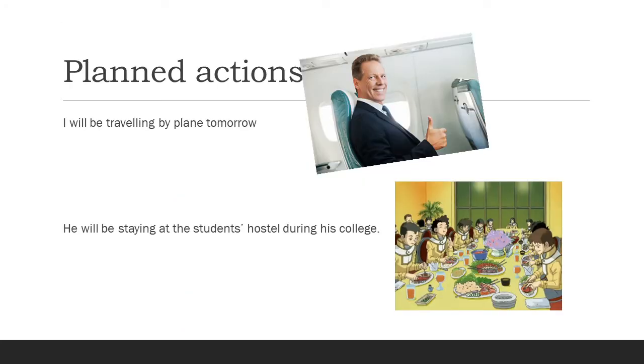Next, you use the future continuous to talk about planned actions. You've already made arrangements, you make plans, so you use the future continuous for this. For example, I will be traveling by plane tomorrow. So you've booked the tickets and your itinerary or your plan is all confirmed, so you're using the future continuous tense. Next one, he will be staying at the student's hostel during his college. So arrangements for that have been made. So you're talking about this planned action using the future continuous tense.